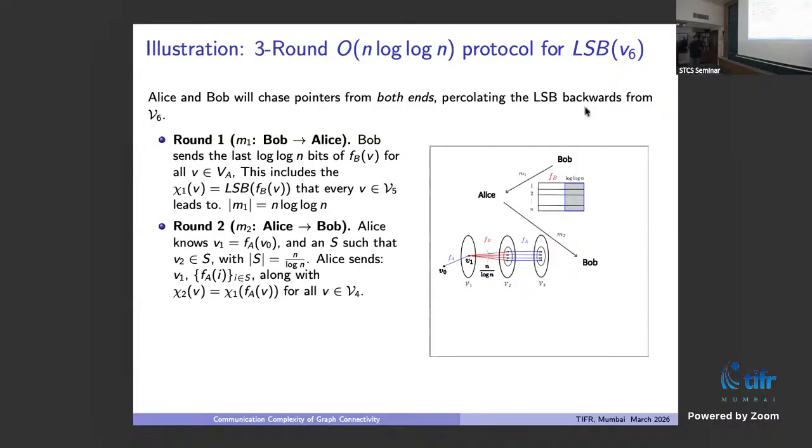She knows the last log n bits of where V1 maps to, because Bob told it in the first message. Which means she knows the neighborhood of V1 up to a set of n over log n vertices. She knows that the next part, although it's Bob's function, because of his first message, lies in one of these n over log n vertices. And so she sends to Bob as part of her second message the explicit mappings of the function. Okay, she doesn't know where V2 is, but she knows it's one of these n over log n vertices. So she sends a log n bit description exactly of where these map to under her function.